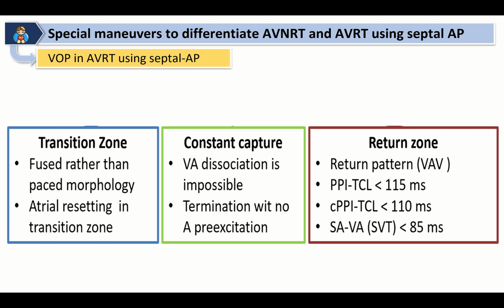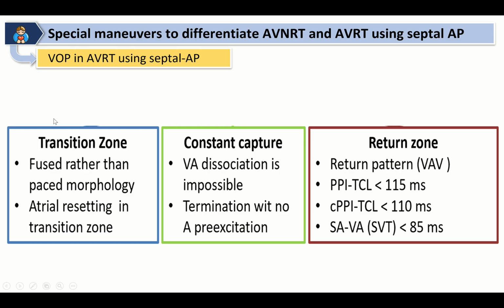So, golden rule: when we have a case of AVRT using a septal accessory pathway and we start ventricular overdrive pacing, we can appreciate the following in the return zone. The return pattern is a VA-V response. Post-pacing interval minus tachycardia cycle length is less than 115, which is very close to the re-entry circuit. Corrected PPI is less than 110. The difference between stem to A and V to A time during tachycardia is less than 85 milliseconds.